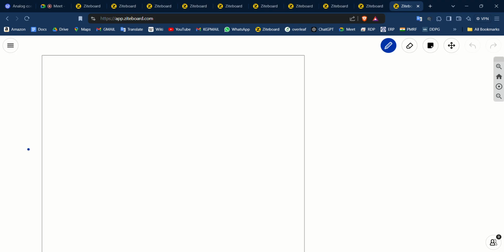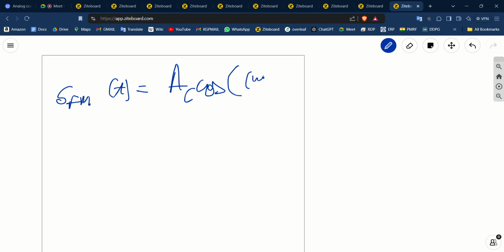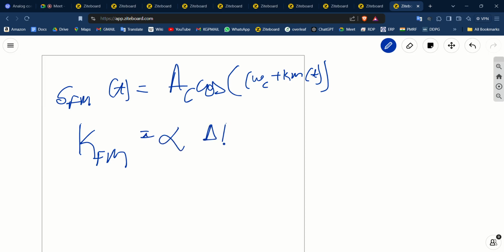In phase and frequency modulation, what we have is, say if we have SFMT, it is AC cos (omega C plus KMT). So rather, let's say KFM, or KPM. KFM is proportional to delta F by F, and KPM is also proportional to delta F by F.